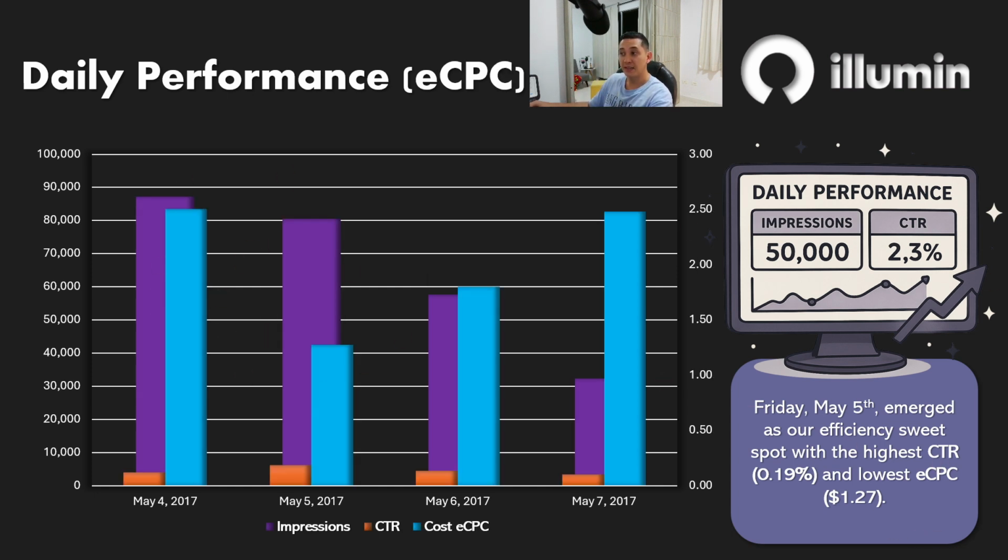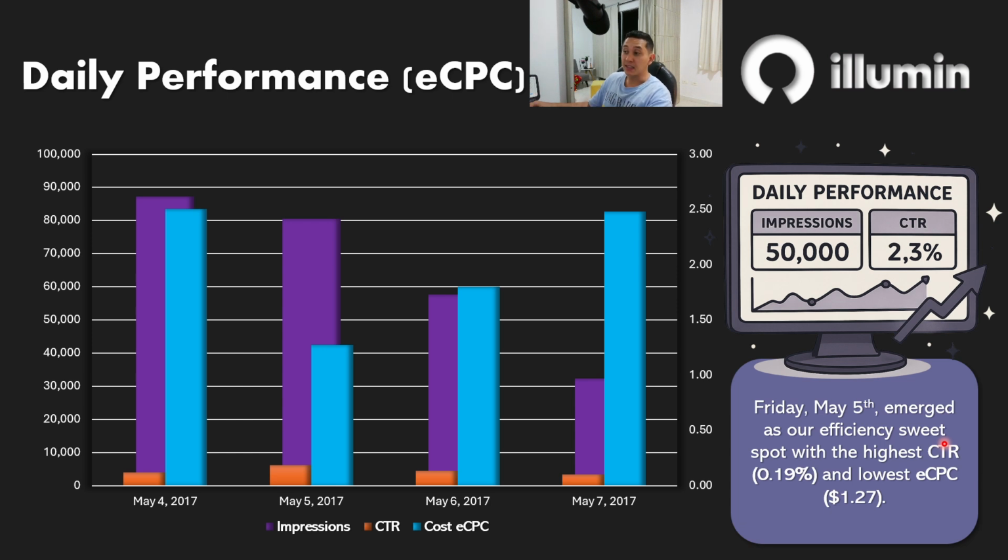Looking at the same data from a cost perspective reinforces the opportunity. Friday delivered our lowest ECPC at $1.27, 31% below campaign average, while Sunday was our most expensive day at $2.48 per click. You can see this represented by the blue lines.